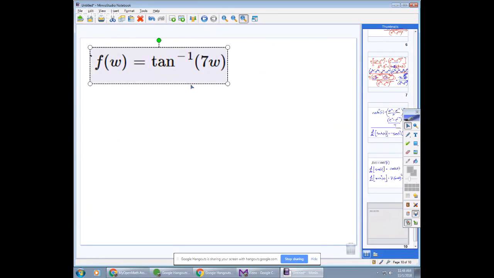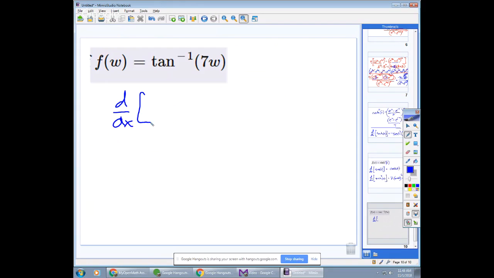All right, so the first thing we need to know to do this, because we have the chain rule going on here, is in general, if I only had the arctangent, what's the derivative of the arctangent? It's 1 over 1 plus x squared. That's the derivative of the arctangent right there.